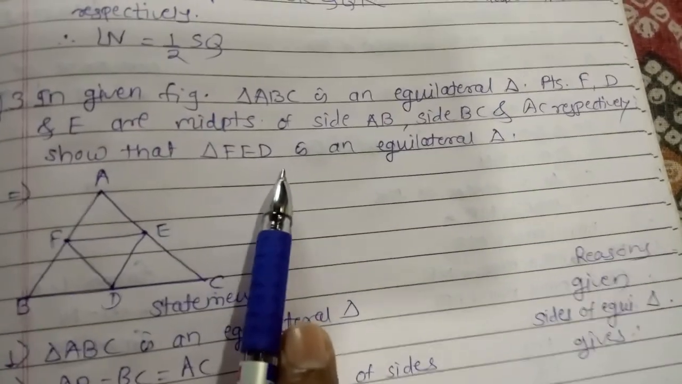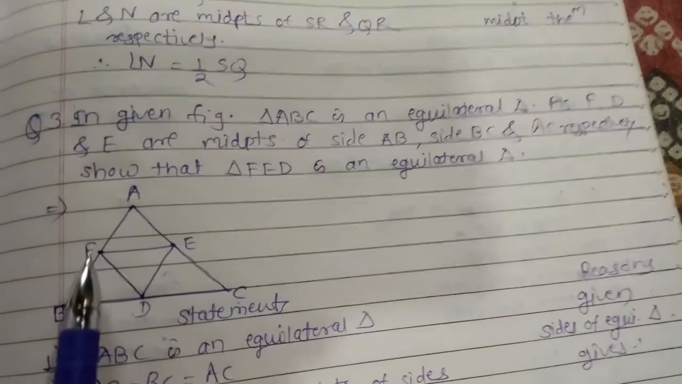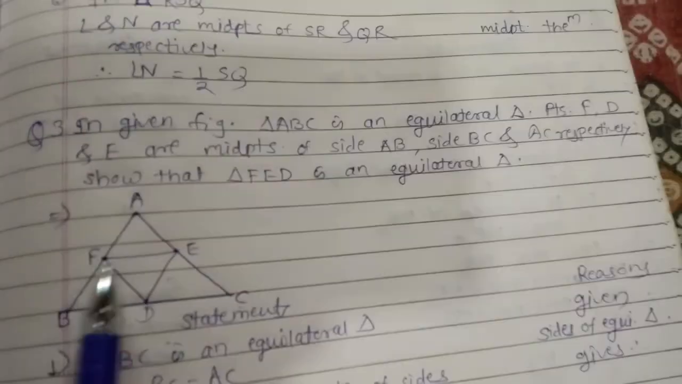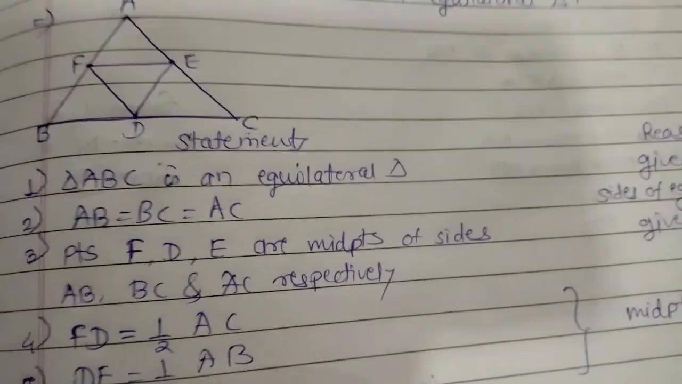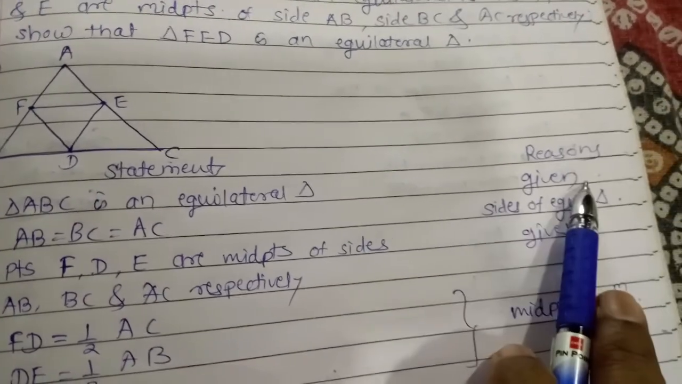Then show that triangle FED, that is FDE, is an equilateral triangle. ये बाहर का ट्रायंगल जो है वो इक्विलैटरल है, तो हमें ये प्रूव करना है कि अंदर वाला ट्रायंगल भी इक्विलैटरल ही है. Now see how we can prove. So first statement, that is, triangle ABC is an equilateral triangle, that is given.